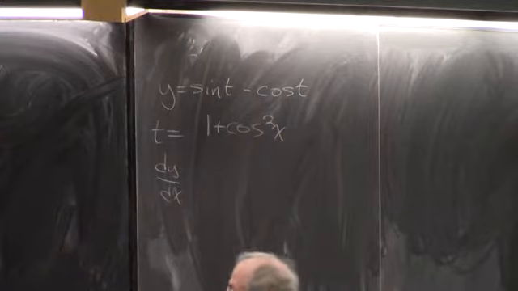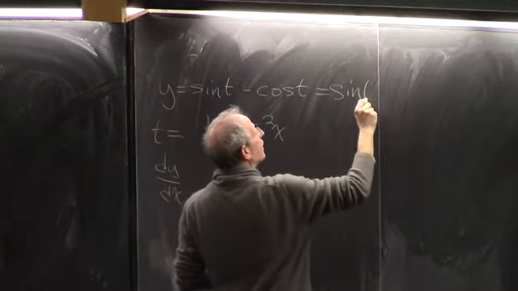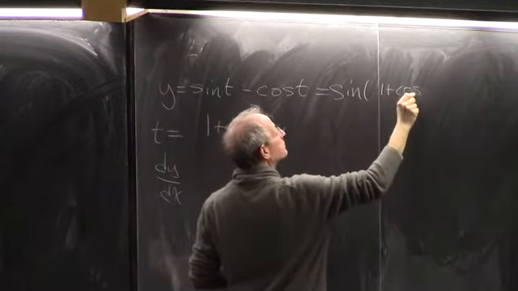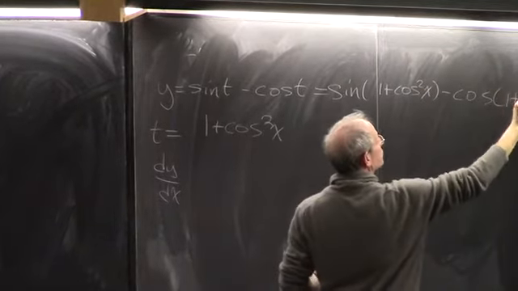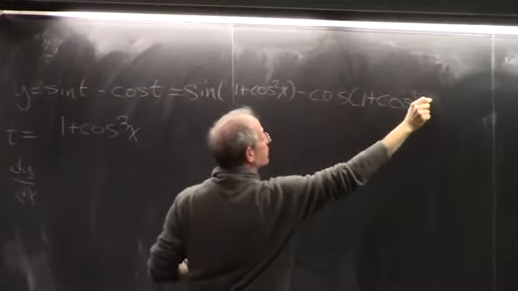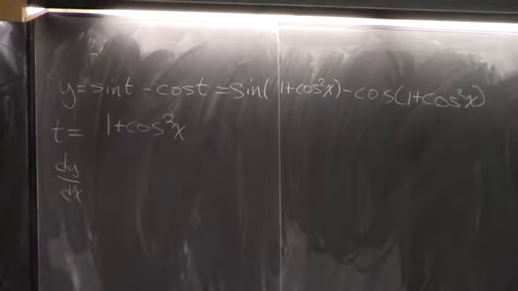So first thing you want to do is you're going to want to substitute the t. So you're just going to want to make this sine of 1 plus cosine squared x minus cosine of 1 plus cosine squared x. You guys can do it from there. And it's just chain rules. Just chain rules. Remember, I can do these. That's why I stand up here with the chalk and make a fool out of myself for an hour and 20 minutes twice a week.